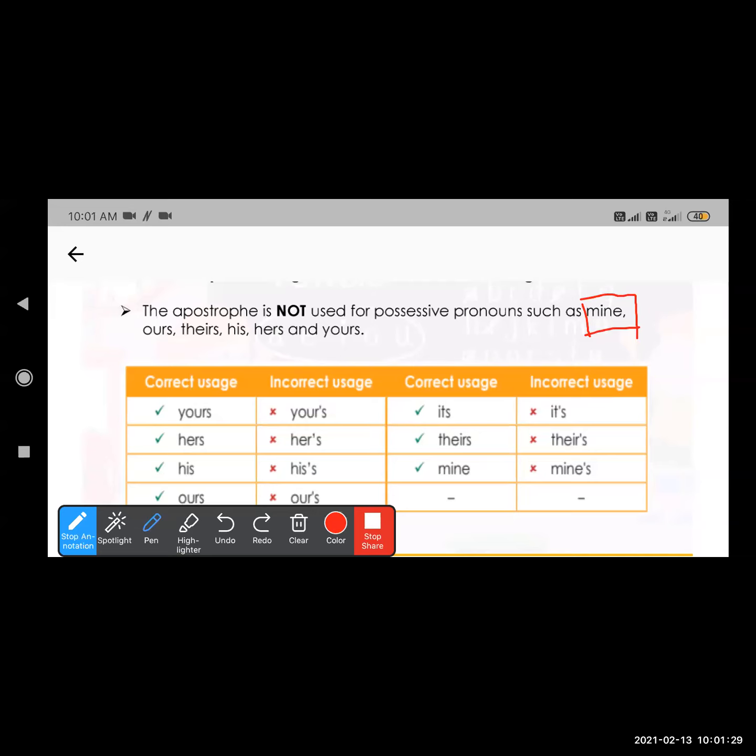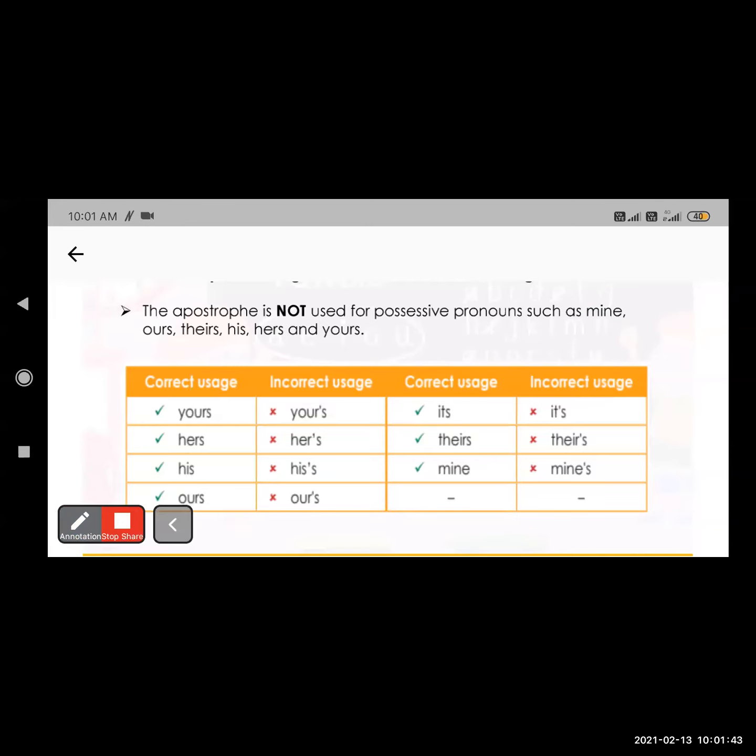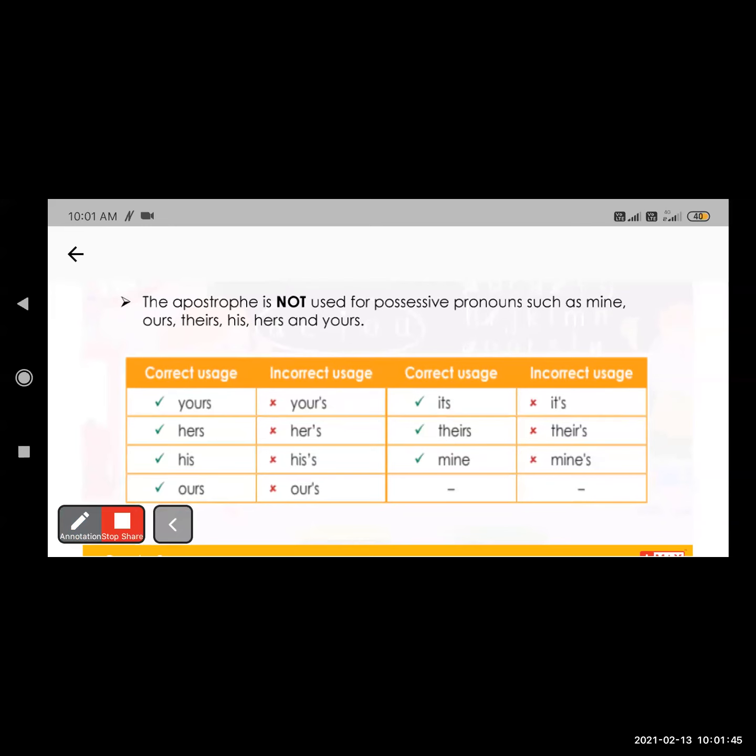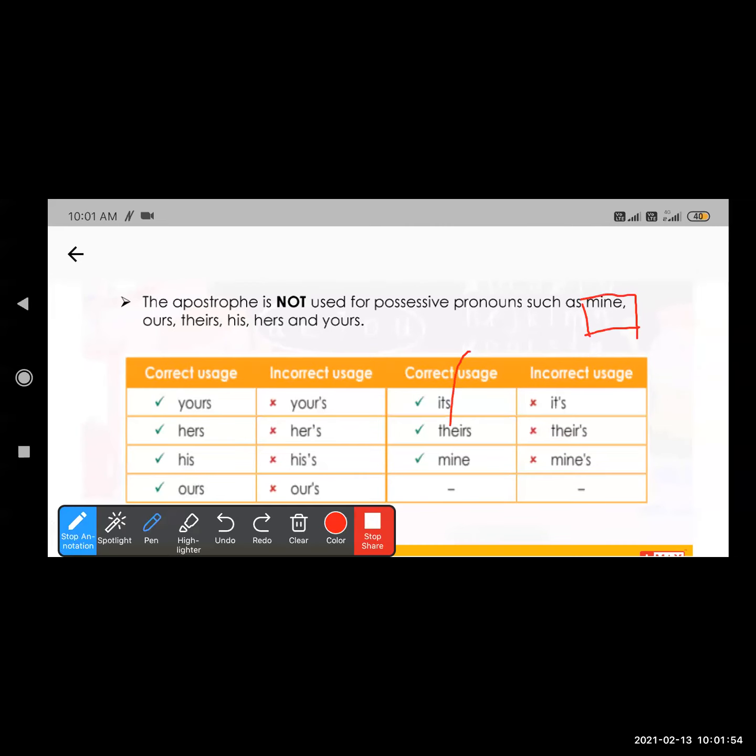Yours, to show the belonging of something which is in front of you, or of a single person standing in front of you. What's your good name? In this way we ask. So keep in mind or write down in the book: mine, ours, theirs, his, hers, and yours. These all are possessive pronouns. Possessive pronouns are used to show belonging and possessiveness, when something totally belongs to you.